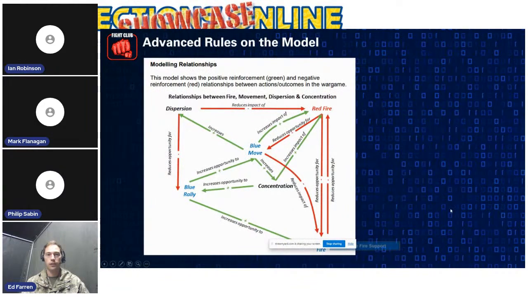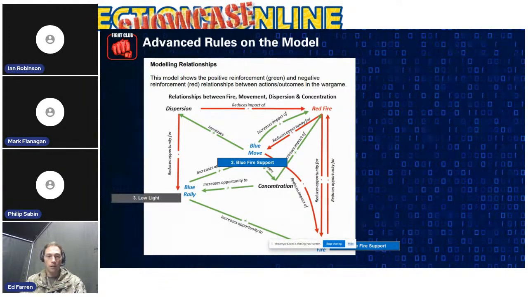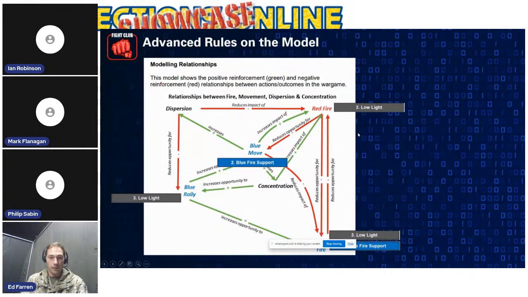So this shows where these advanced rules sit on the model. The fire support goes, funny old thing, at the fire point, and also allowing you to do blue move, because you can move in the game with someone else providing fire support. The low light affects the rallying on both sides, and the rallying is not shown here for red because this is the basic modelling, but red then also is struggling to rally, and the ability to fire down there.